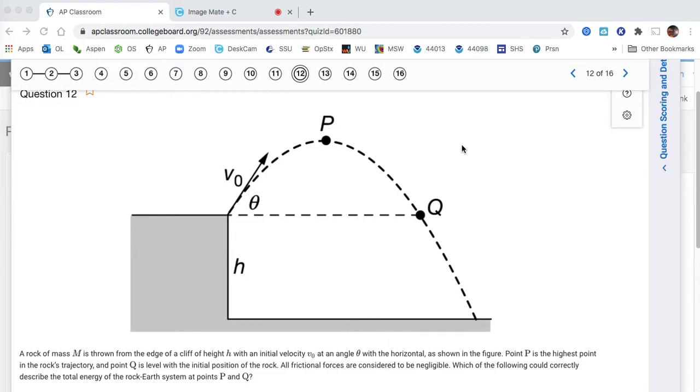Okay, so here's number 12, and I'm going to read it quickly. I'm really going to try to keep these under 2 minutes each to keep the video short. And so let's be quick about this.